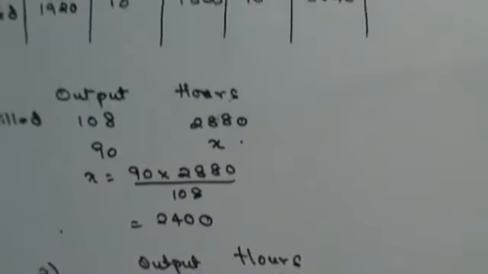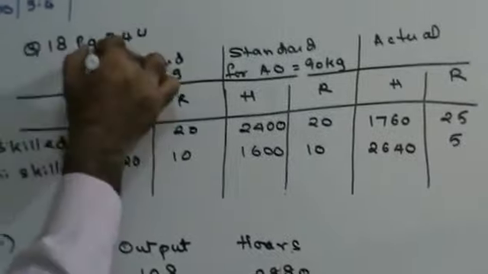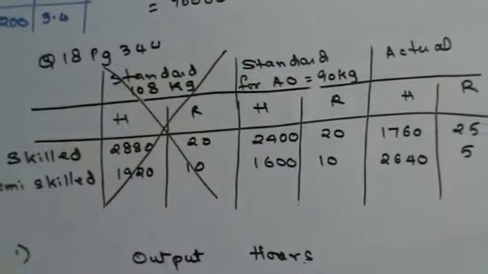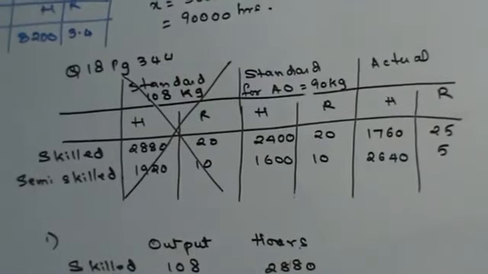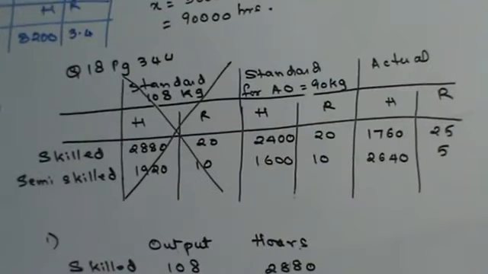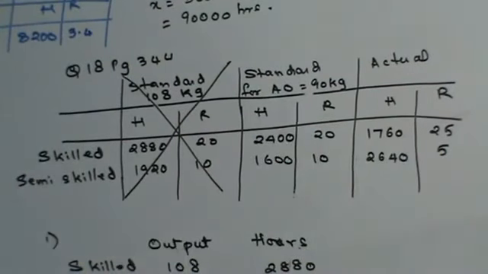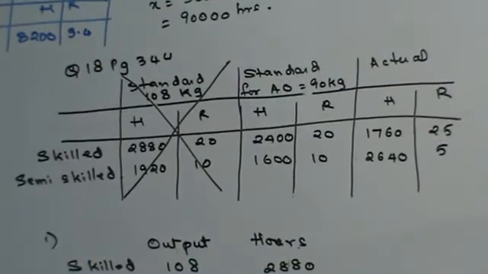right? Once this is done, you cancel the first column out. The first column is to be cancelled. So now here the data is to be used from these two columns. Now in this case there are two different types of labor, so I'll show you how to do this.